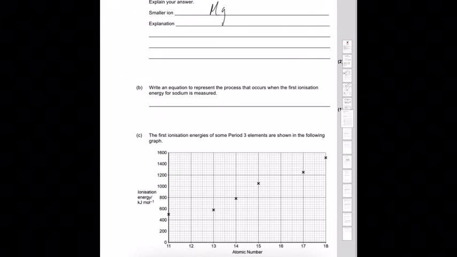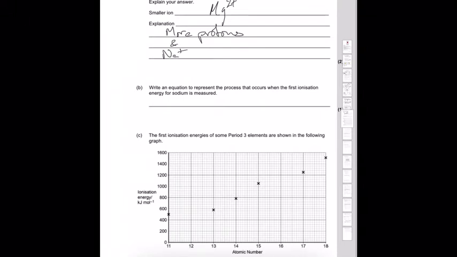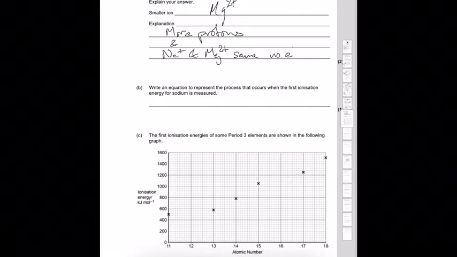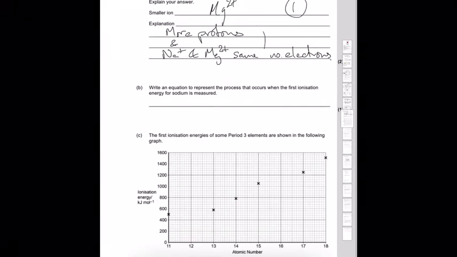What are we doing here? We're looking at which one is the smaller ion. Magnesium 2+ is the smaller ion, so you have to put the 2+, because you can't just put magnesium, it is the 2+ ion. Why? It's got more protons than sodium 2+. But they both have the same number of electrons. You need those 2, so 1 for identifying it and 1 for the 2 points together.